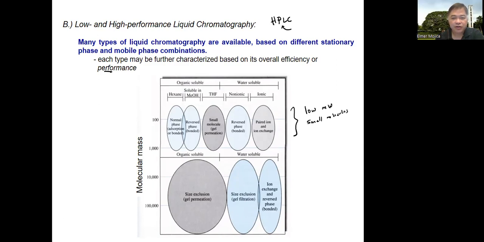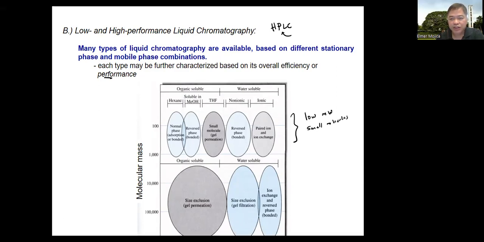Okay. So usually you could say this involves what? High molecular weight. What are the compounds that are high molecular weight? Anyone?